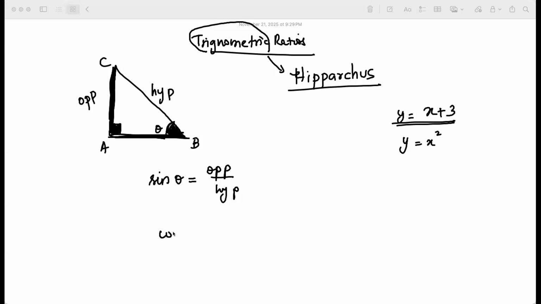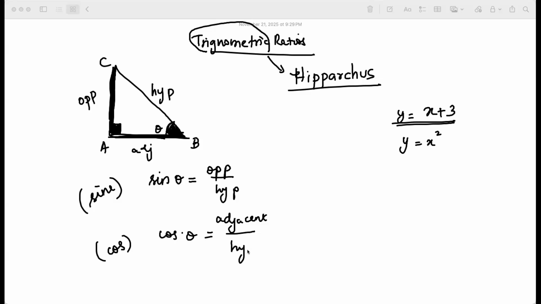And then cos of the angle, this is called sine. Cos of the angle will be equal to adjacent by hypotenuse. And then tangent: tan of theta will be equal to opposite side by adjacent side. What are these? I just explained three ratios of the sides.